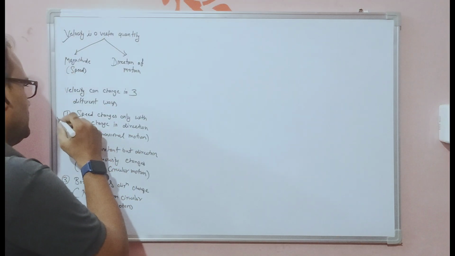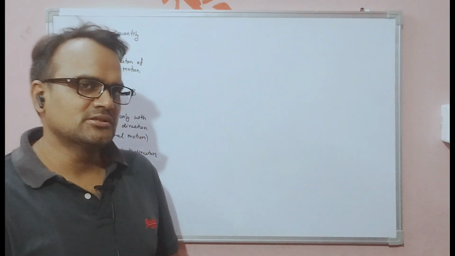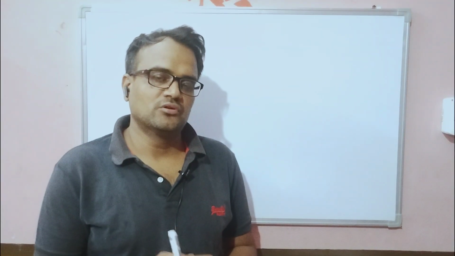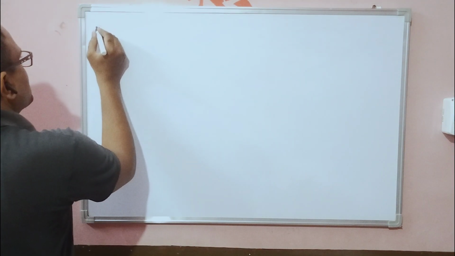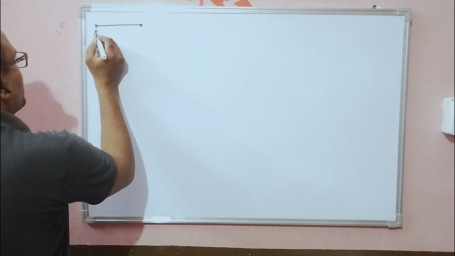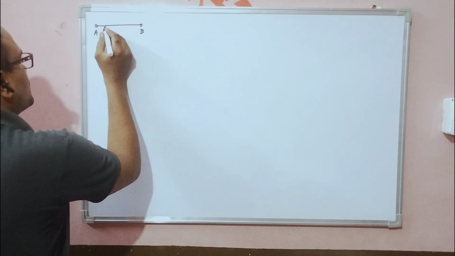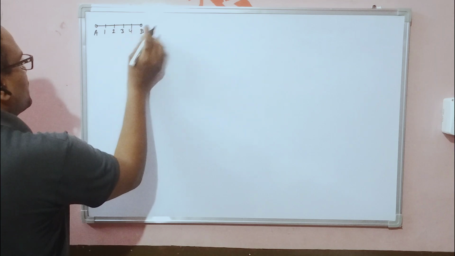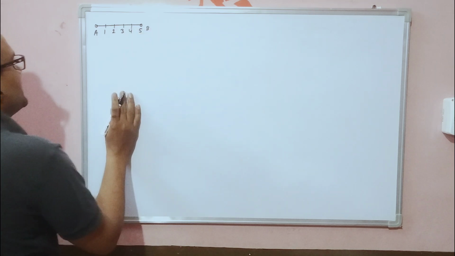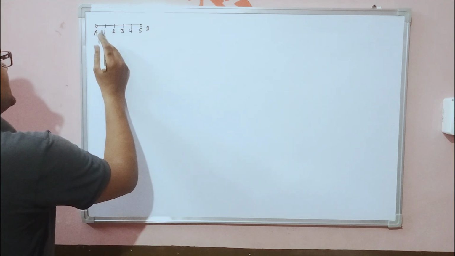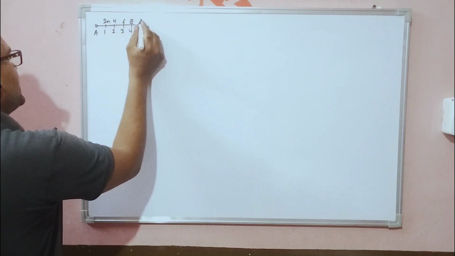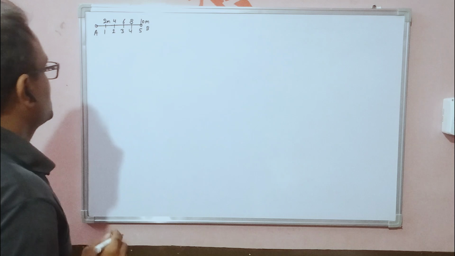I am just focusing on case number one, when the speed changes but the direction of motion doesn't change. So let's see how. Now let's take a look at two different situations. The first case: suppose an object is moving from A to B, and let's divide the total time into equal parts. This is 1 second, 2, 3, 4, and it is the 5th second, and the position of this object at different instants of time is 2 meter, 4, 6, 8, and 10 meter. Okay, so this is the first situation.